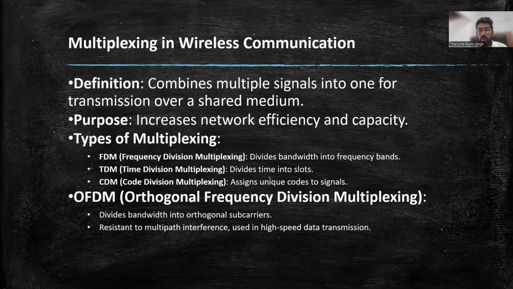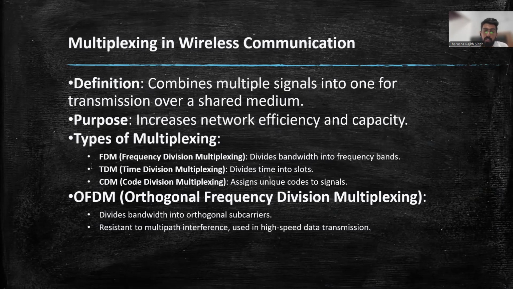So the next one is orthogonal frequency division multiplexing. OFDM is a widely used multiplexing technique in modern wireless communication systems. It divides the available bandwidth into multiple orthogonal subcarriers, with each subcarrier modulated by a low rate data stream.